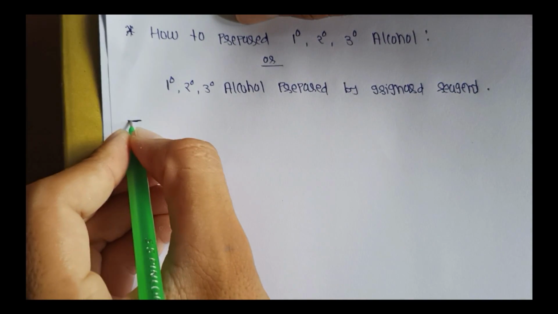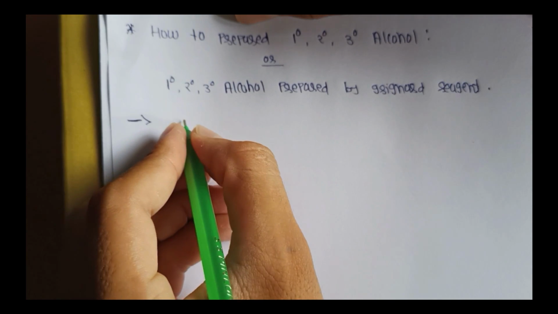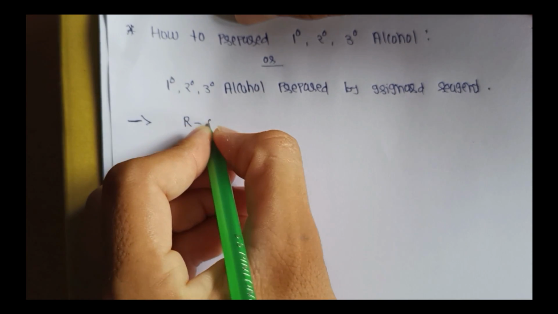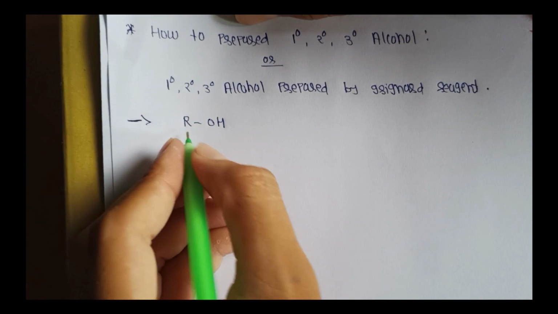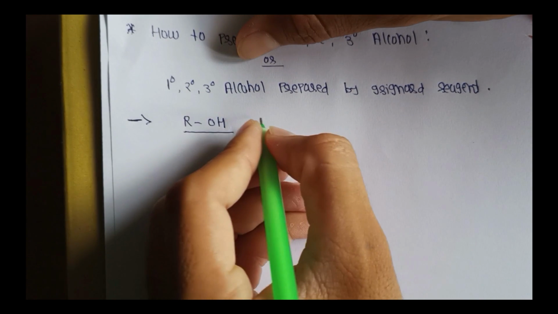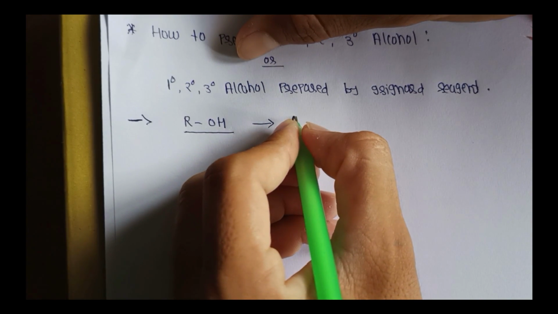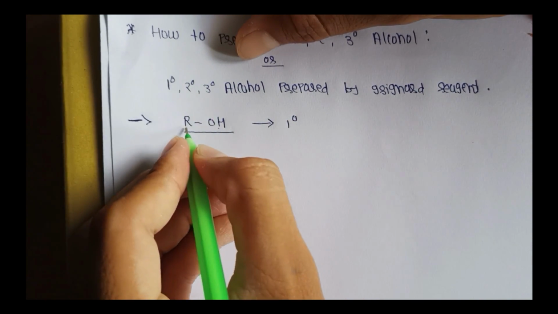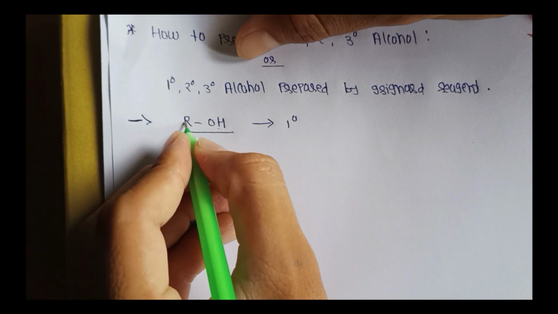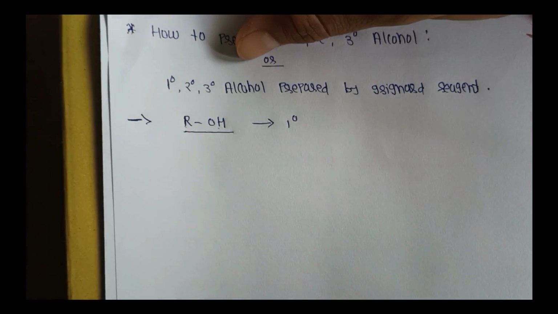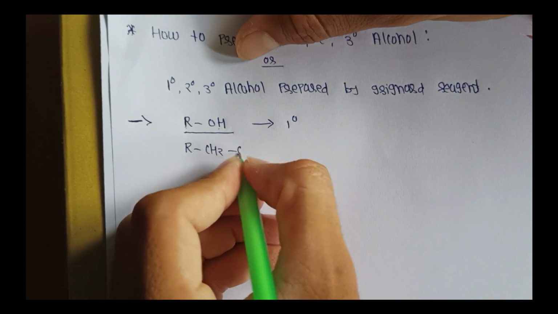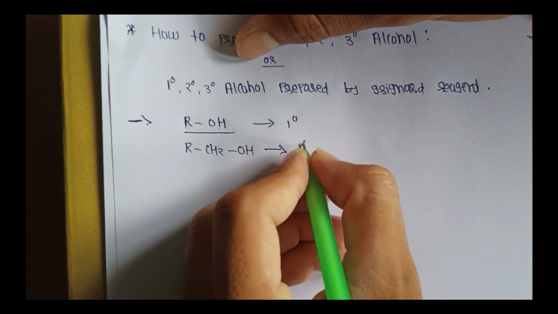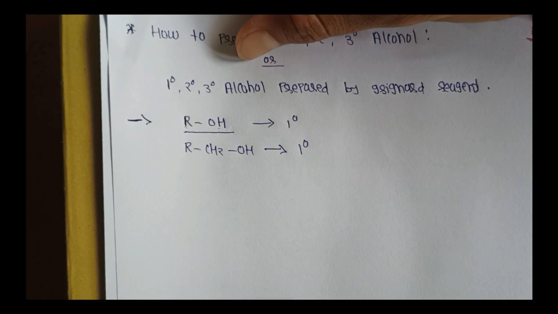First of all, our knowledge: primary means ROH. This type of alcohol is called primary, meaning the OH group is attached to one alkyl group. Another example is RCH2OH. This is also a primary alcohol.